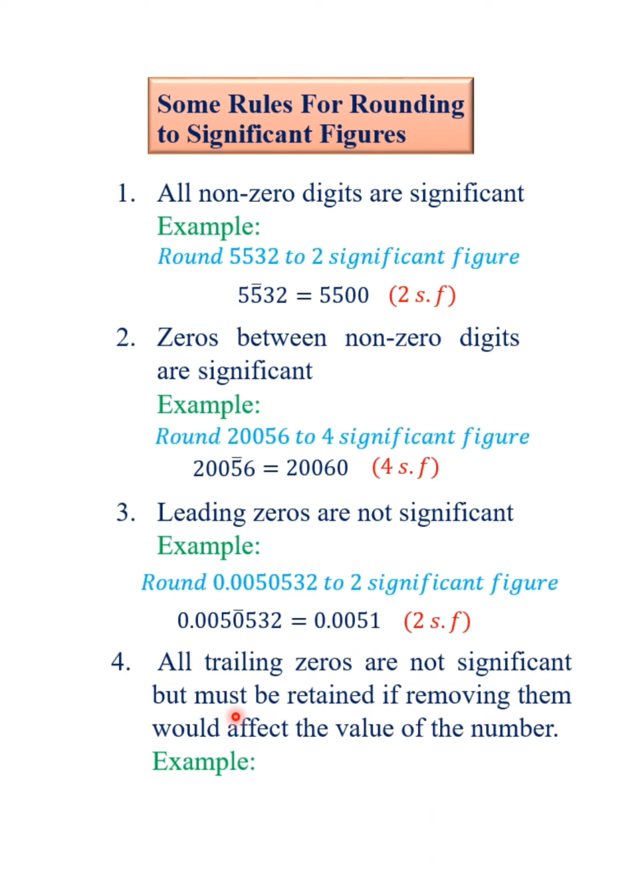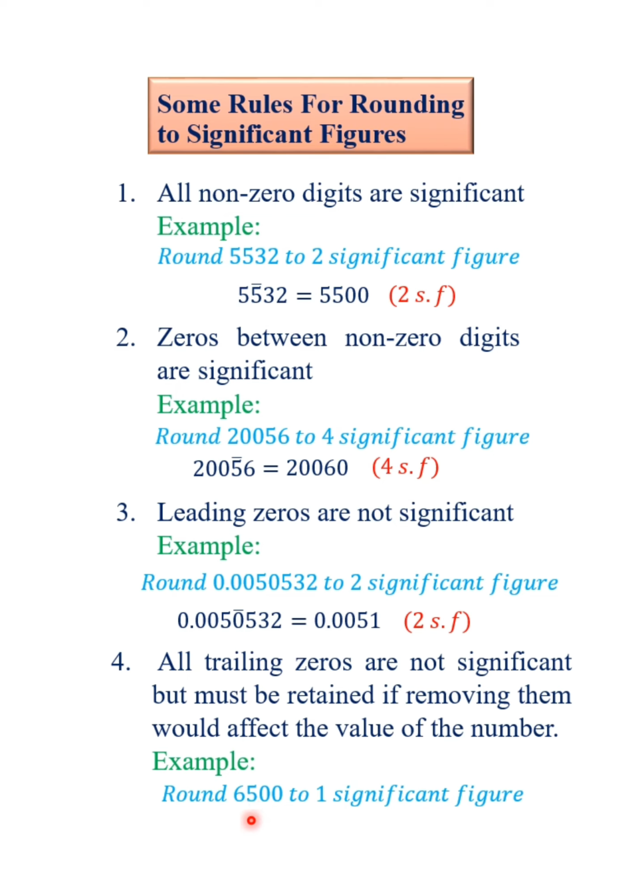Now, the fourth rule. All trailing zeros are not significant, but must be retained if removing them would affect the value of the number. Example, if you are to round 6,500 to one significant figure, there are just two significant figures in this number here. The significant figures are 6 and 5. These two other zeros are not significant figures. However, they are placeholders that must be maintained.